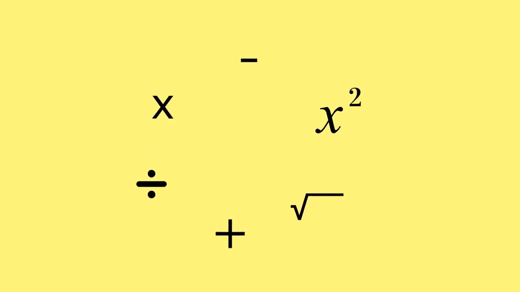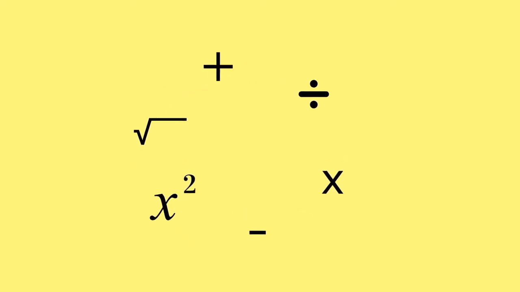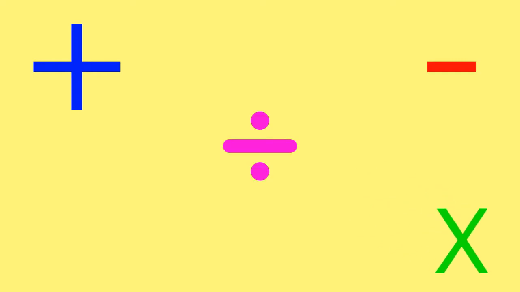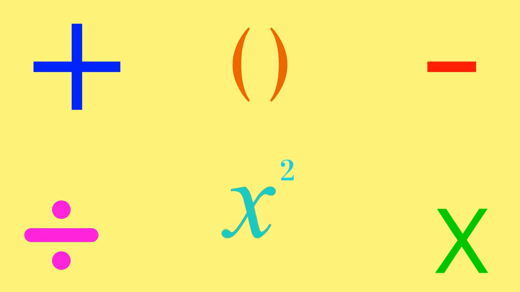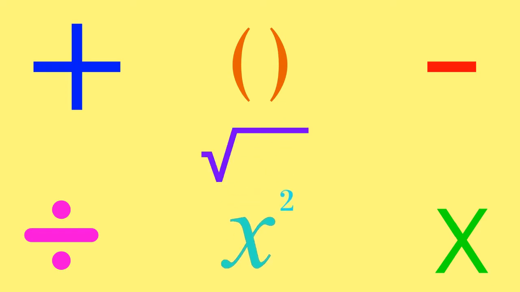Multiple operations. Operations are when we add, subtract, multiply, divide, expand brackets, and even when we square a number or find a square root. Sometimes a calculation or sum can have multiple operations, such as 3 plus 5 multiplied by 2. Here you can see the calculation uses both addition and multiplication.